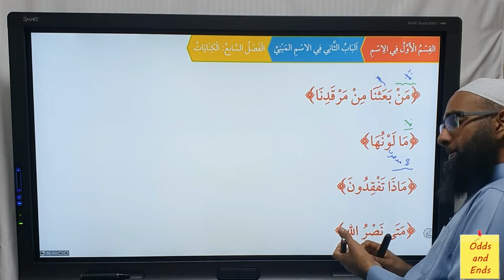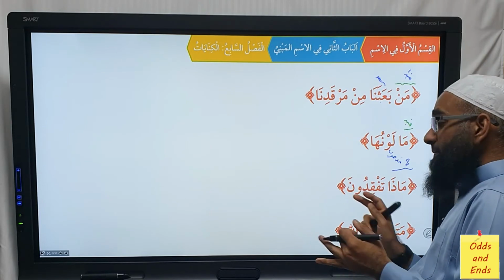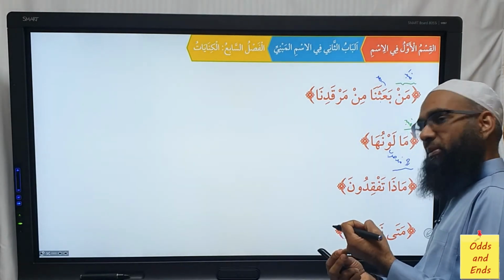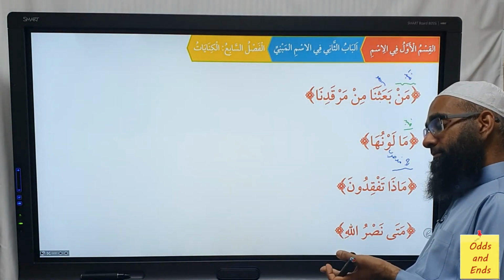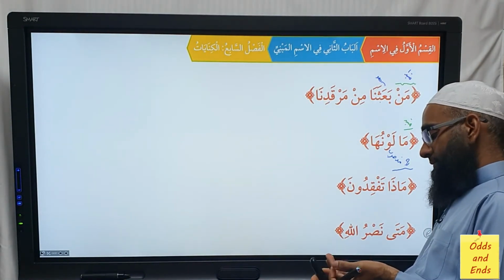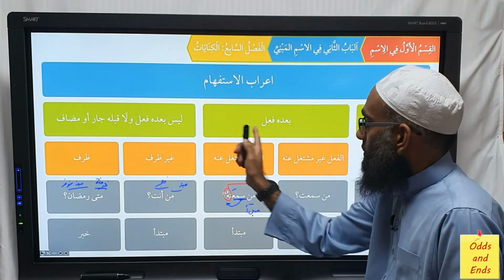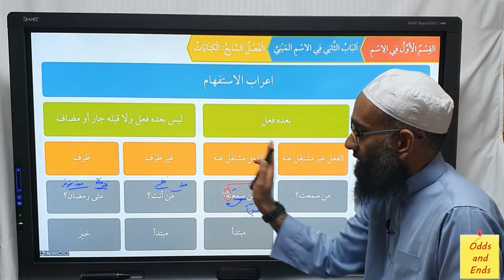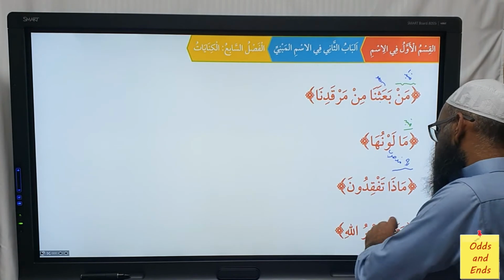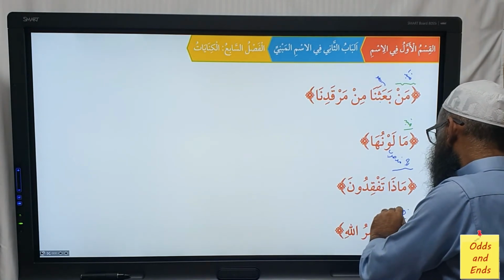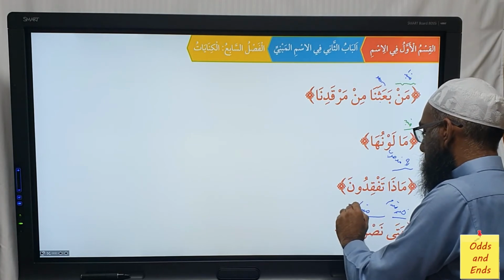Mata Nasrullah. What is the i'rab of Mata? Is it jumla fa'liya? Okay, is it majroor first of all? It's not majroor. No jar before it, no mudaf before it. Is there a fa'il after it? No, there's no fa'il after it, and no harf jar before it. So we have to check, is that a dharf or ghayr dharf? It's a dharf. So then we say here it is khabar muqaddam, mubtada'un mu'akhkhar.